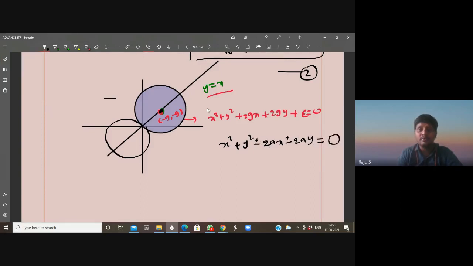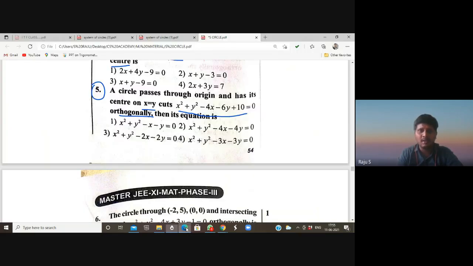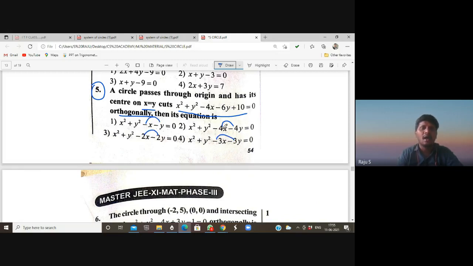See, the center should lie on y equals x, which means the center is either here or here: both will be plus, or both will be minus. Remember that. We should not get one plus and one minus like that. The center is in the first or third quadrant, either both the same sign or opposite.